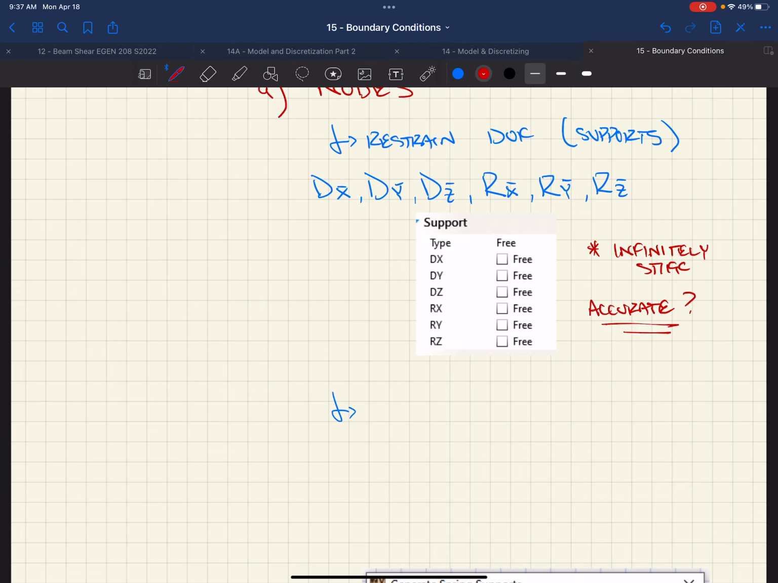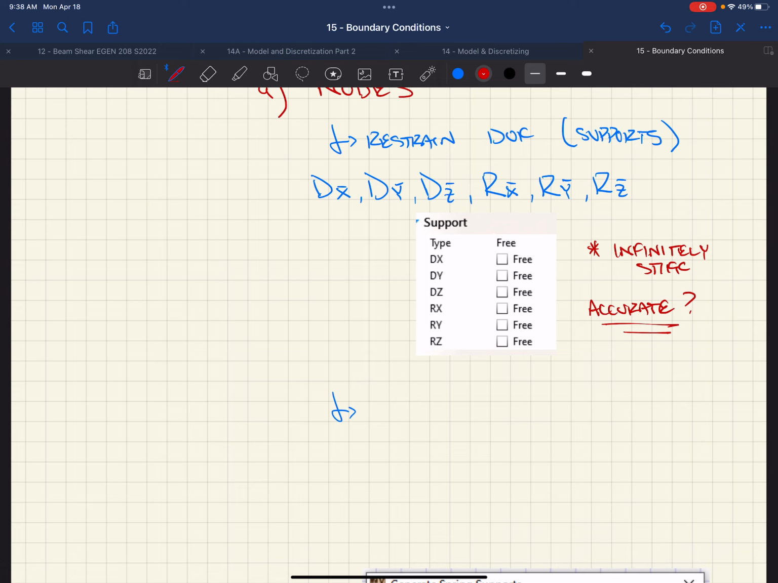How accurate is that? Inaccurate. Depends on what you're looking at though, right? It might be inaccurate if you were designing, say, a pile, where stiffness can be a huge contributor to the overall performance of that pile, or the pile cap or the foundation element, a footing, okay?